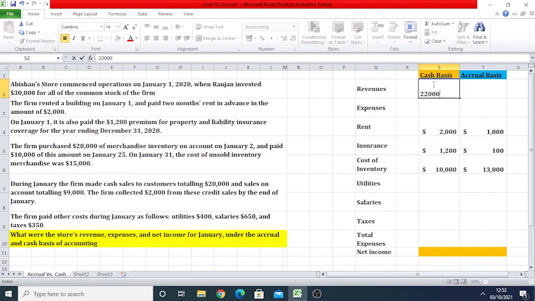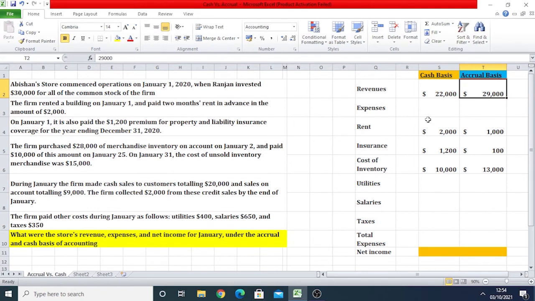In accrual accounting, we record the revenue as it is earned. The business will record cash sales of 20,000 and sales on account of 9,000 as revenue for January. Therefore, 29,000 will be shown as revenue under accrual basis in the income statement. Remember, it does not matter whether or not the cash came in.